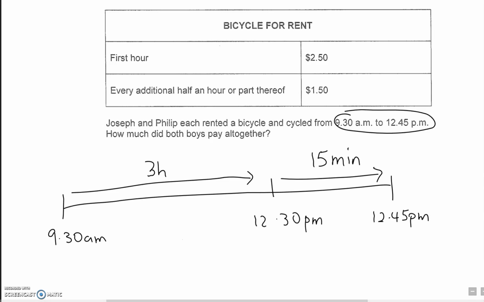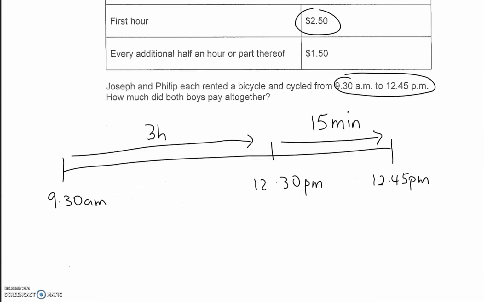Based on the rate, usually the first hour will be more expensive. It's the same as taking a taxi. The moment you hop onto a taxi, the first kilometers will be very expensive. When you flag a cab down, it starts out with $2.80 and so on. So a total of 3 hours and 15 minutes we are interested in, because they rented for 3 hours and 15 minutes.